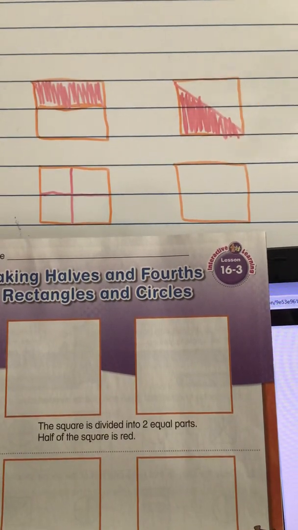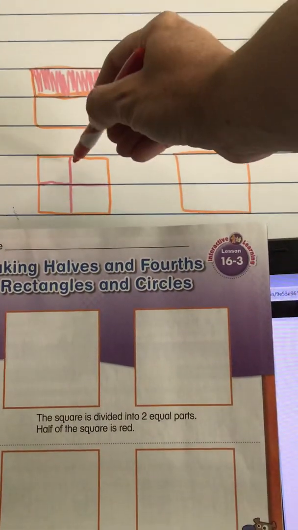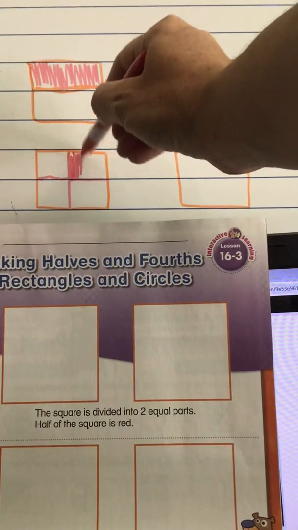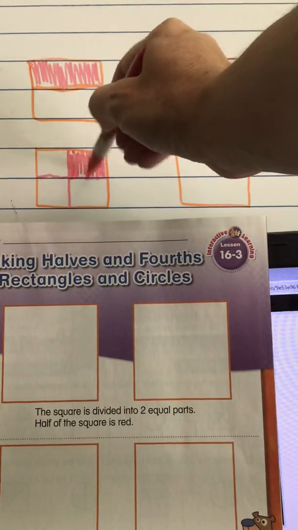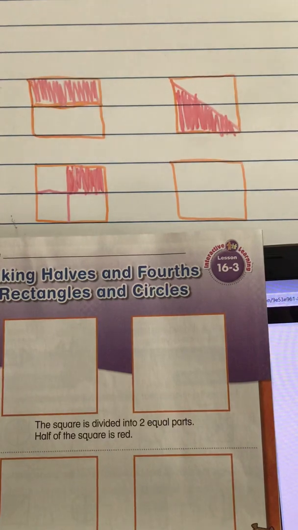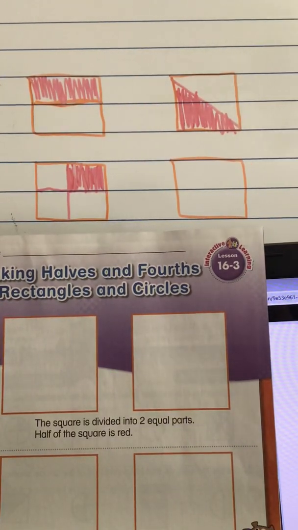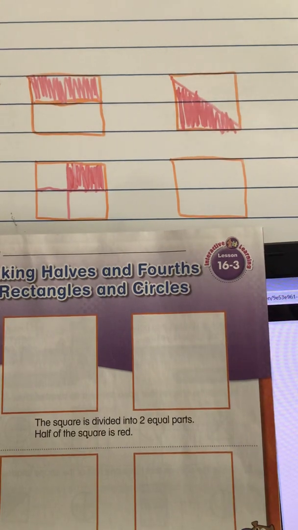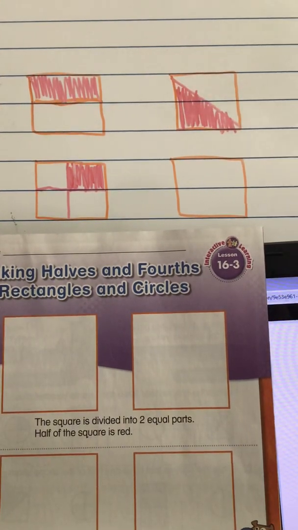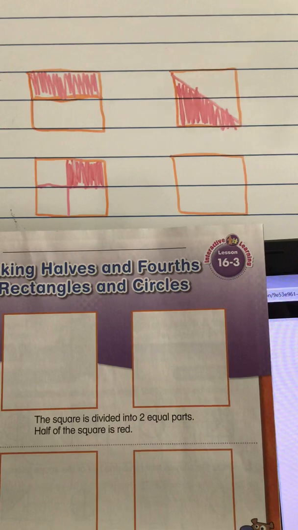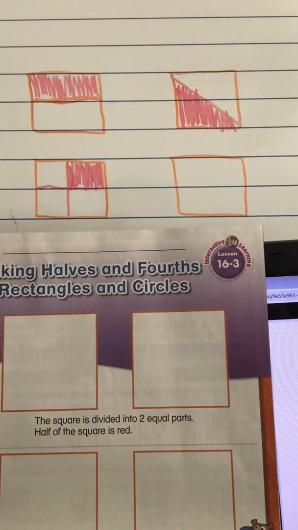Now color one of those parts red. It doesn't matter what part you color, just color one. So now we can say 1/4 of the square is red. There's 4 parts and 1 is colored red, so 1/4 is colored.